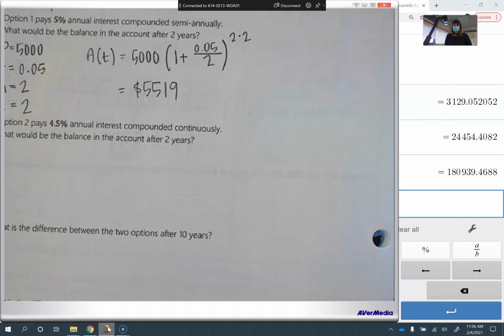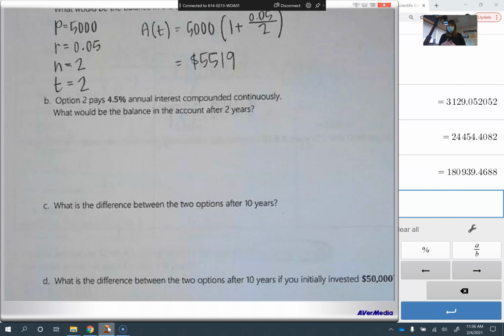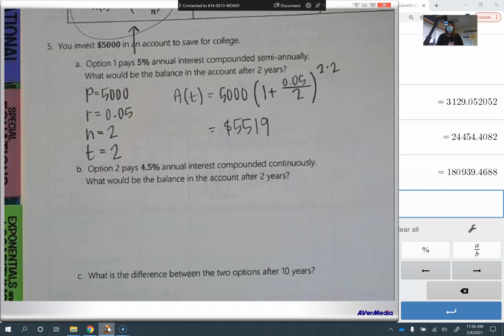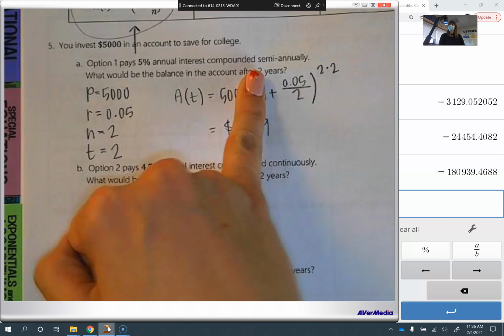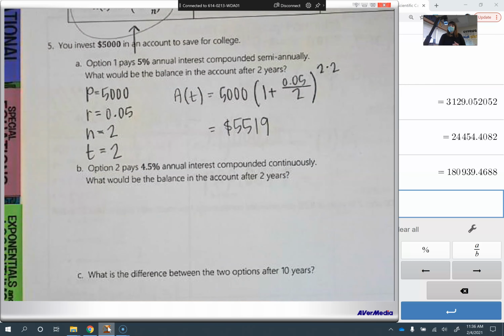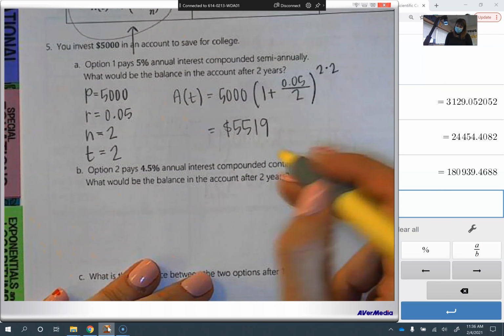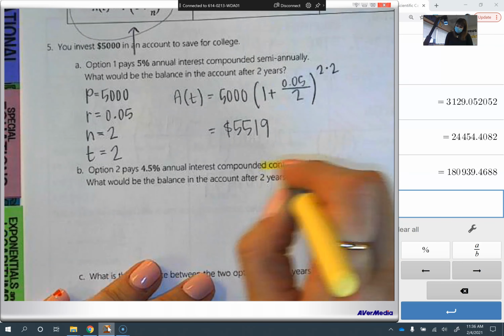Okay, so I have a balance of $5,519. How'd you guys do? Okay, the next problem says option 2. So they set up this problem with you invest $5,000 in an account to save for college. Option 1 is that you can have your interest compounded twice a year. Option 2 is that you can have your interest compounded continuously.